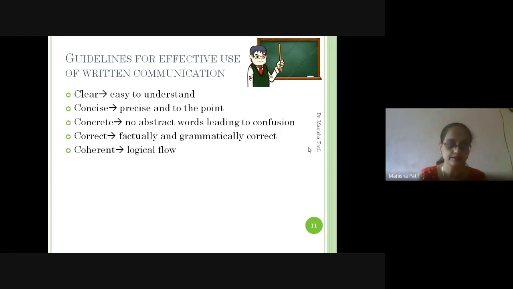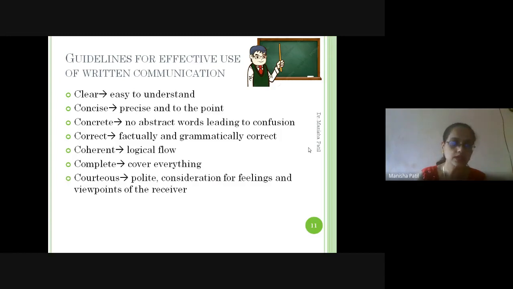Next, coherent. There should be logical flow. Next, complete. It should cover everything. And the last one, courteous. It has to be polite. You should pay attention to the feelings and viewpoints of the receiver. So, here you are having 7 C's of communication: clear, concise, concrete, correct, coherent, complete, and courteous.